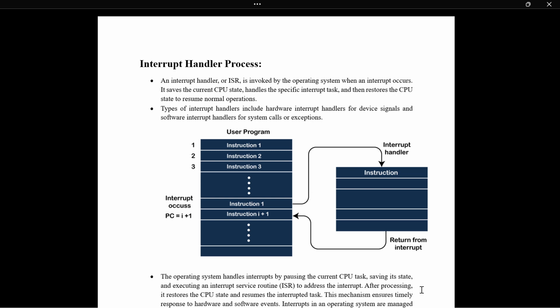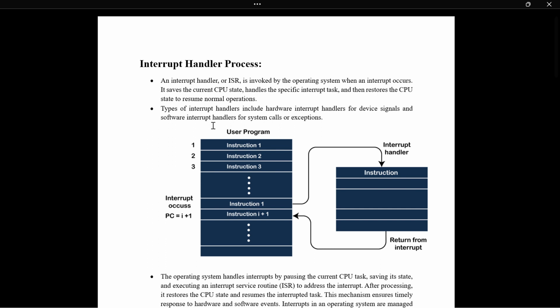Hello everyone. Today in this video we'll discuss interrupt handlers, the importance of interrupt handlers, and the role of interrupt handlers in the computing world. An interrupt handler, or ISR, is invoked by the operating system when an interrupt occurs.